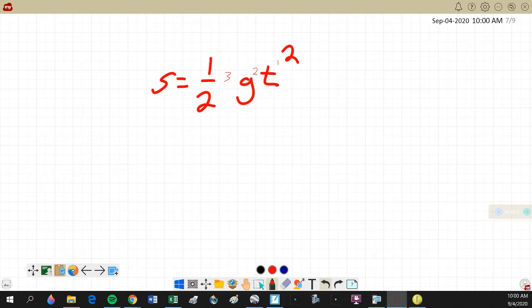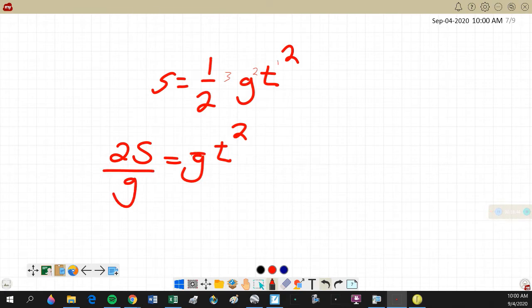So to solve, we're going to go in reverse order. How do you get rid of a 1/2? Times by 2 or divide by 1/2. So 2s equals gt squared. Divide by g gets rid of this. And then take the square root, and don't forget the plus or minus.